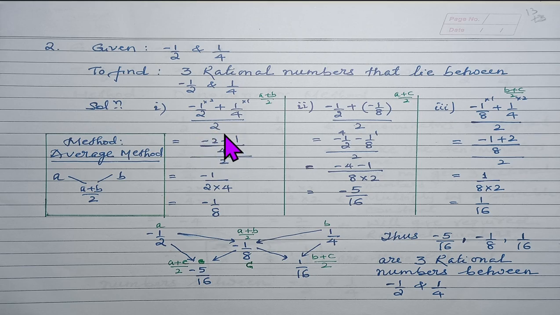Simplify this now. If you see 4 and 2, the LCM is 4. So 2 into 2 is minus 2 and plus 1, and therefore minus 2 plus 1 is minus 1. 4 will come down here, 4 into 2 is 8, therefore minus 1 by 8 is the number. So we have got the middle number between A and B. Now we want another number that is between A and C.